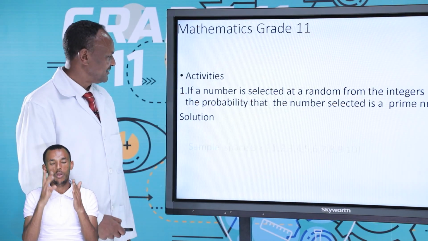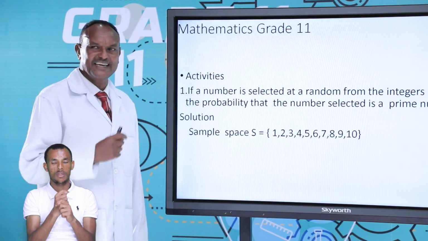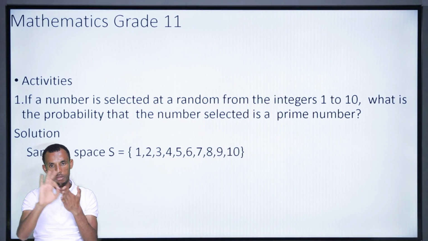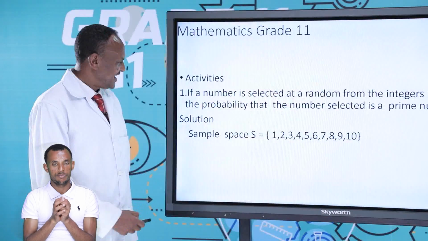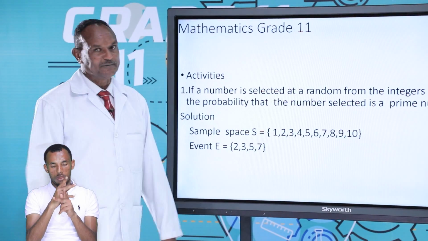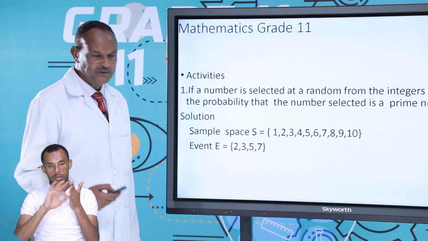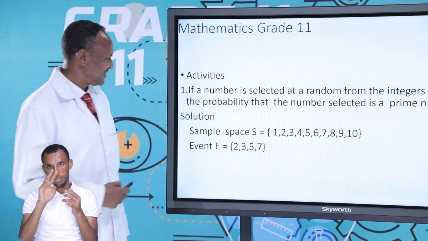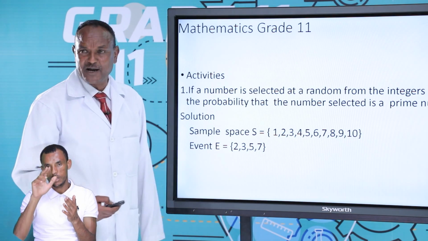What will be the solution? Here we are doing an activity, selecting a number from 1 to 10. So the possible outcomes are these. Then you are expecting a prime number. What is a prime number? It is a number which has 2 factors, 1 and itself. So from these possible outcomes, 2, 3, 5, 7 are prime numbers.